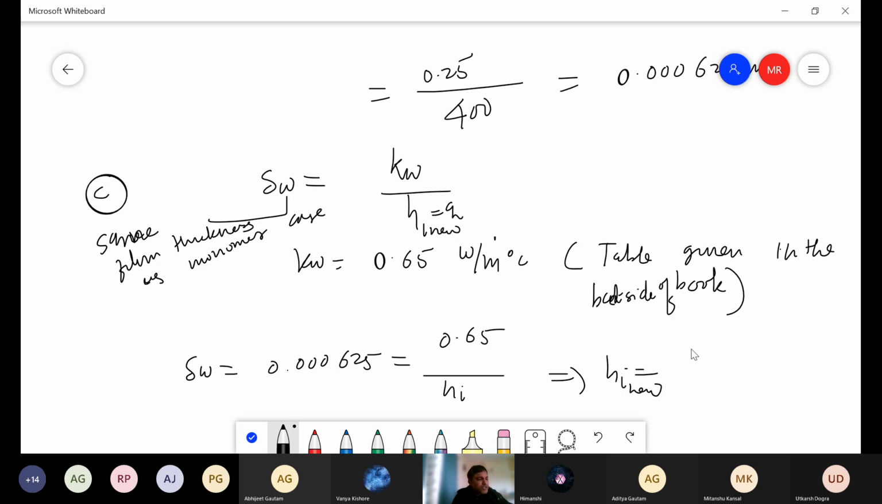HI new will be equal to, anyone? HI new should come around 1040 watt per meter square degree Celsius. Is it clear? This is part C. Is it clear? Yes, sir. Okay.